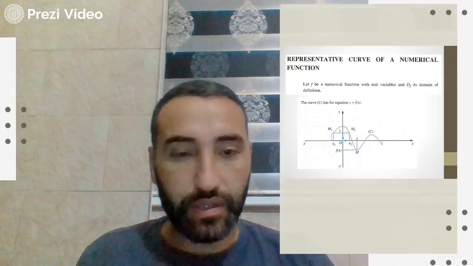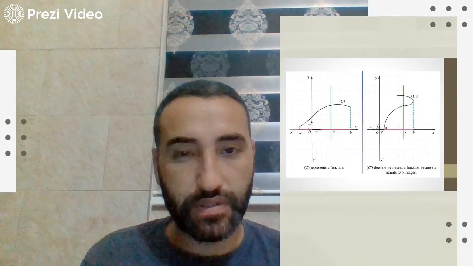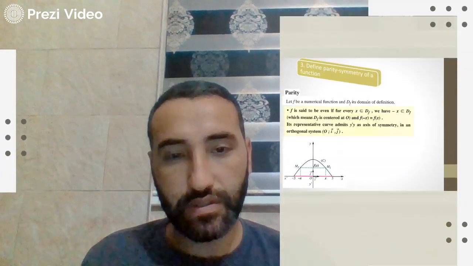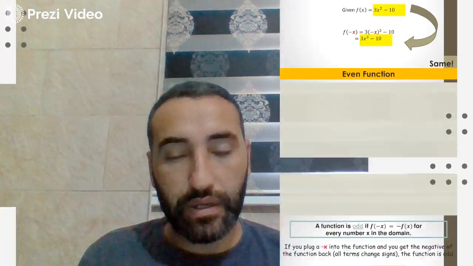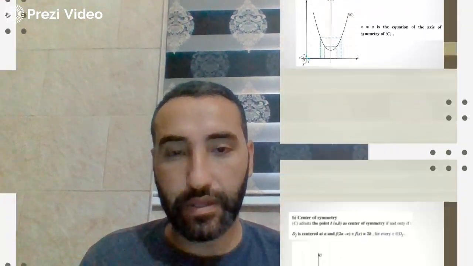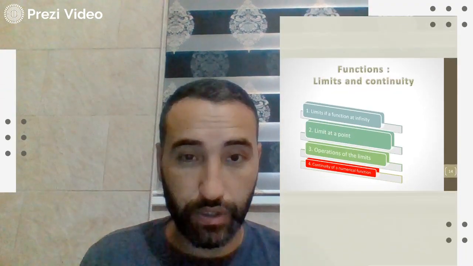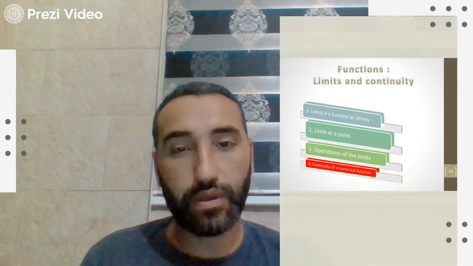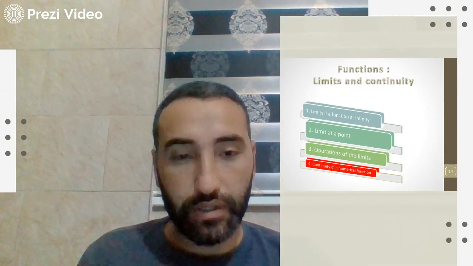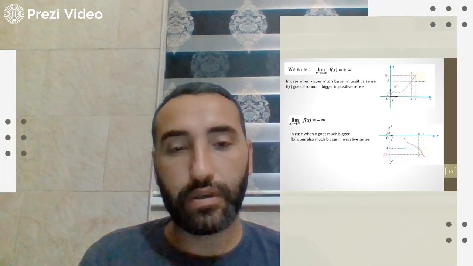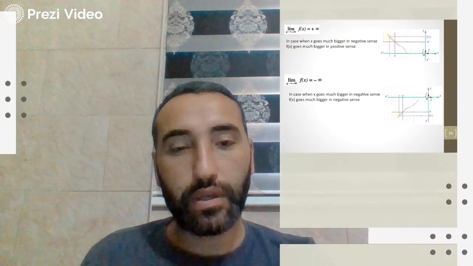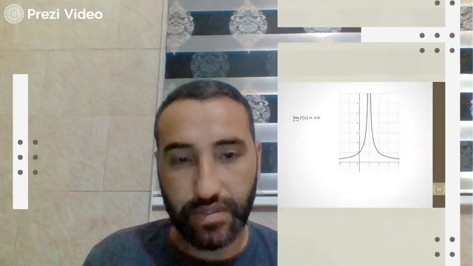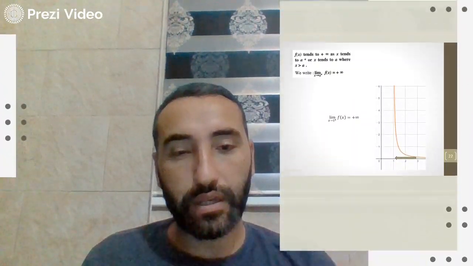As for parity and symmetry, there are not many exercises on them. Most of the exercises are about limits, how to find limits, asymptotes, vertical and horizontal asymptotes, and finding derivatives and their applications. Of course, you must remember the derivatives table well.